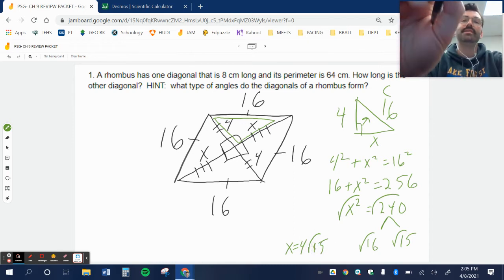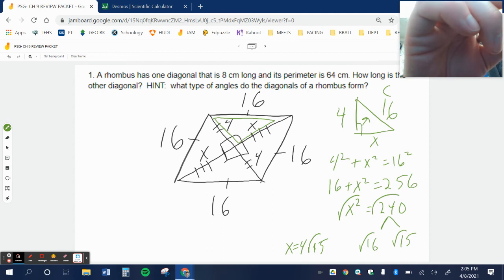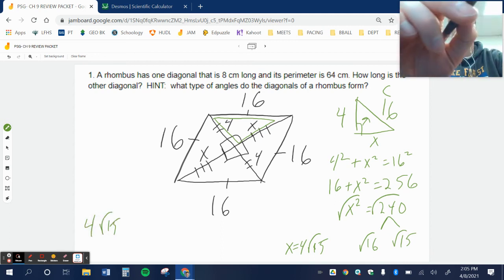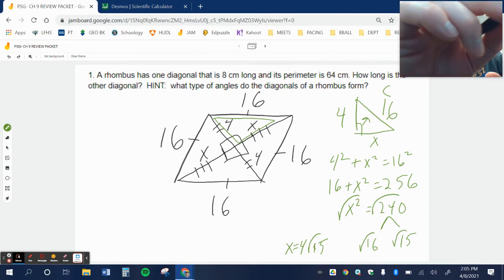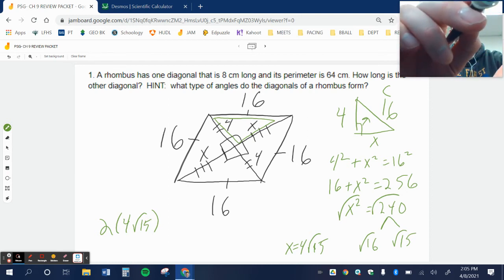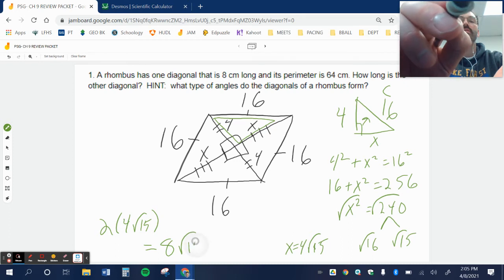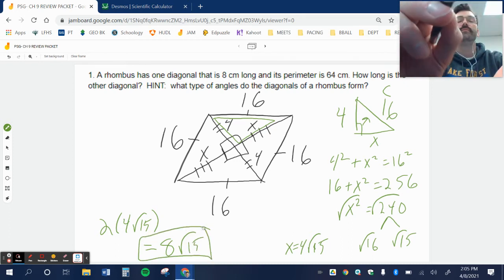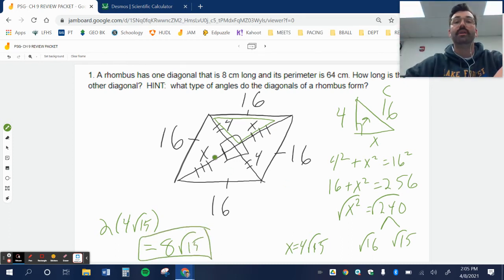Remember, I want the length of the entire diagonal here. So I do 4 root 15 times 2. 2 times 4 radical 15, or 4 root 15 plus 4 root 15, to give me 8 root 15.